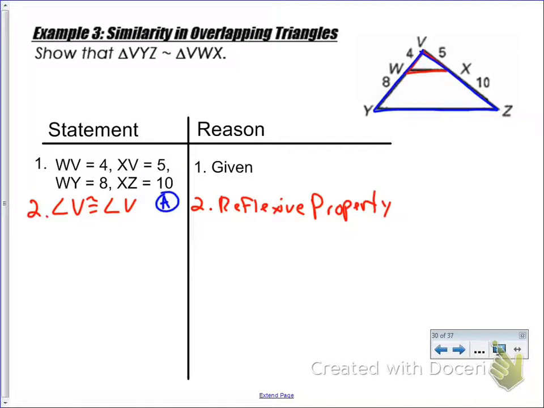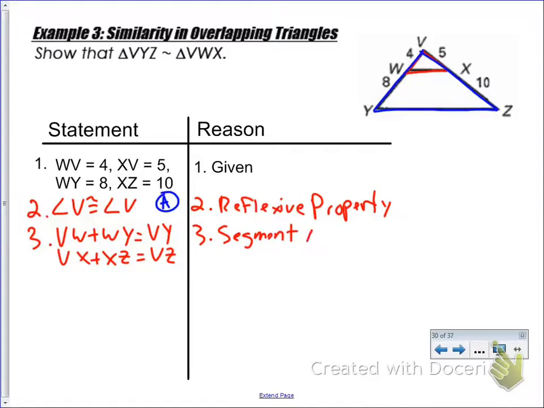So the first thing I need to do is go ahead and define, well, what are these sides? We're going to use something called the segment addition property to talk about VY. So VY is made up of VW plus WY. And then the same thing for the other side, VX and XZ make up segment VZ. Like I said, that's called the segment addition property.